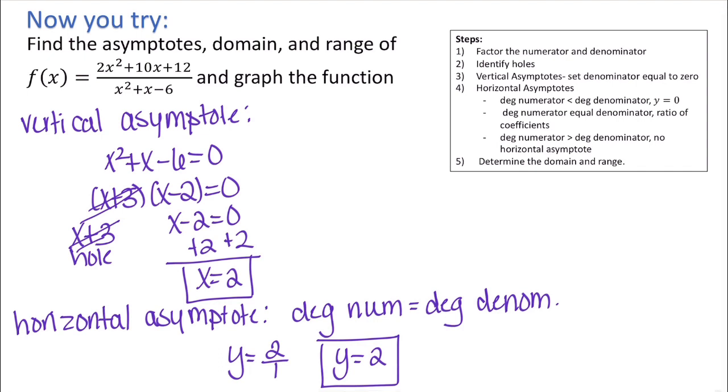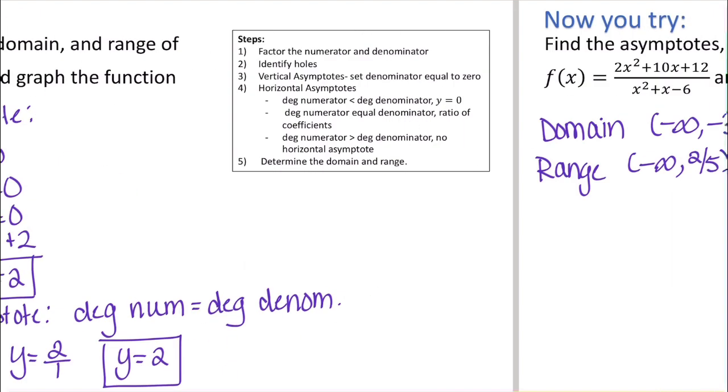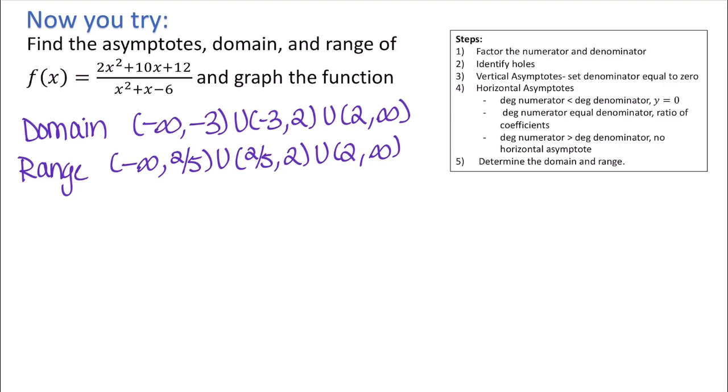The degree of the numerator equals the degree of the denominator. So we do the ratio of the two leading coefficients, right? 2 over 1. That's how we get the horizontal asymptote at y equals 2. So now that we have the hole and the asymptotes, we're going to determine domain and range.